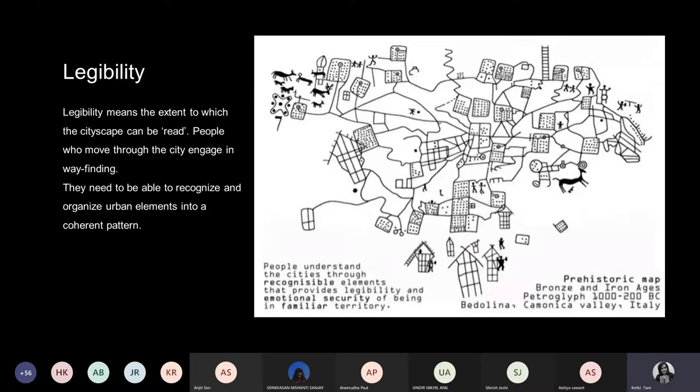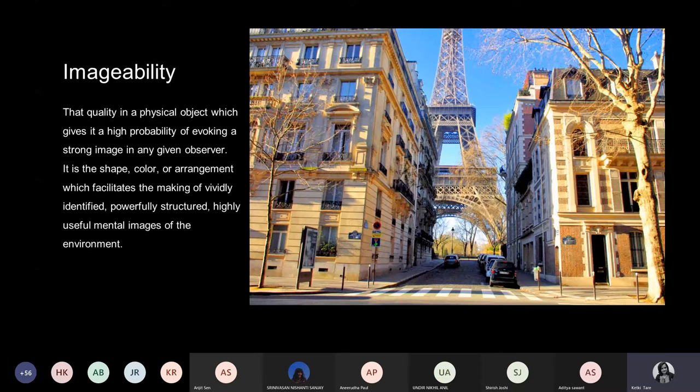Okay, so if you see this example here, which is a prehistoric map from the Bronze and Iron Ages. Here also, you can see that there is always a mental image in terms of people to the urban elements or the elements where they are living in, and the parts which people identify very easily and which are important. So there's a clear definition, a clear legibility, as you can see when you're looking at this pattern that is there.